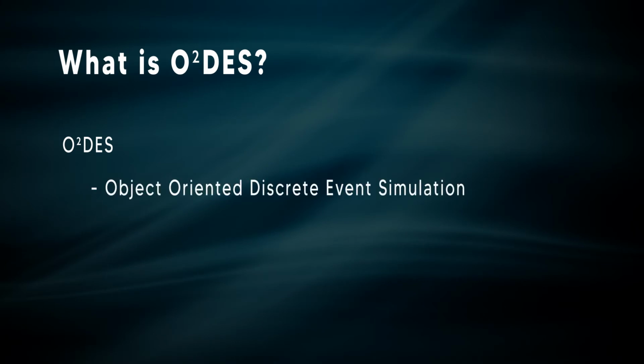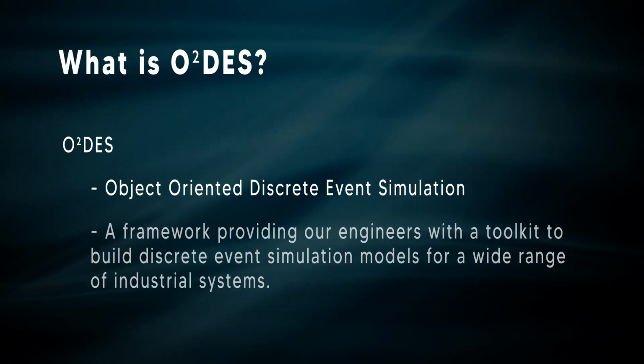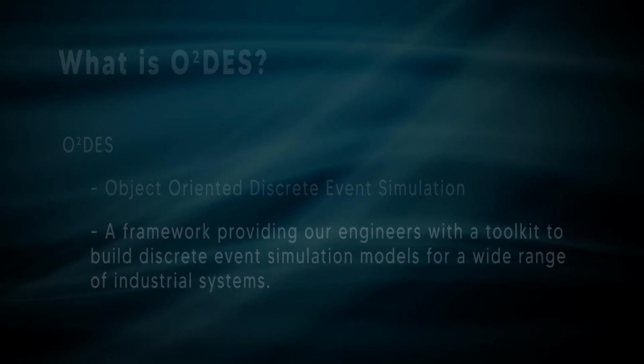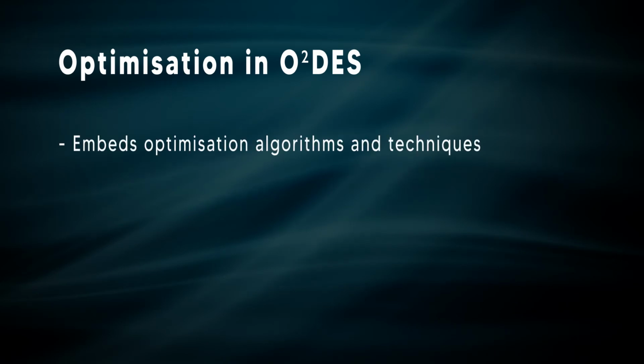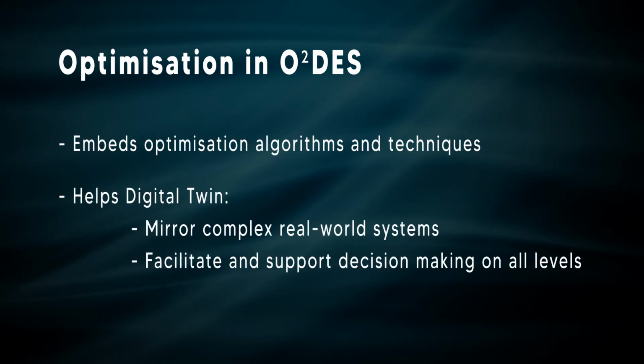Our center's Autodesk, a software framework which stands for Object-Oriented Discrete Event Simulation, is the engine that drives simulation modeling in our smart digital twin. This framework provides our engineers with an accessible toolkit to build easily applicable discrete event simulation models for a wide range of industrial systems. Autodesk embeds optimization algorithms and techniques so that the digital twin is capable of mirroring complex real-world systems, as well as facilitates and supports decision-making on all levels.